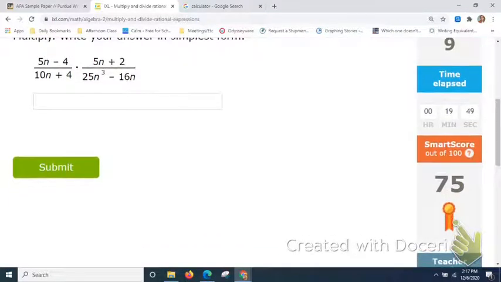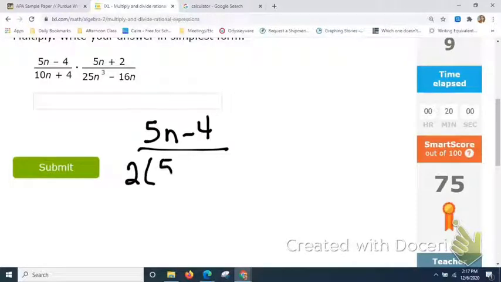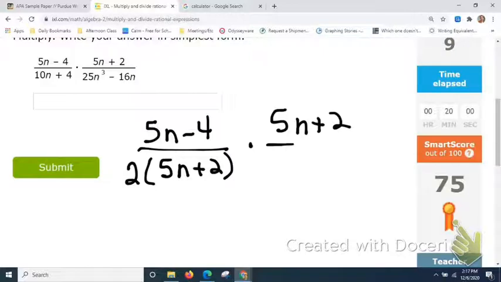All right, so one more example. So again, always factor everything you can. So the 5n minus 4 does not factor. 5n minus 4. The denominator, they have a GCF of 2, and then 5n plus 2. This one, 5n plus 2, doesn't factor.